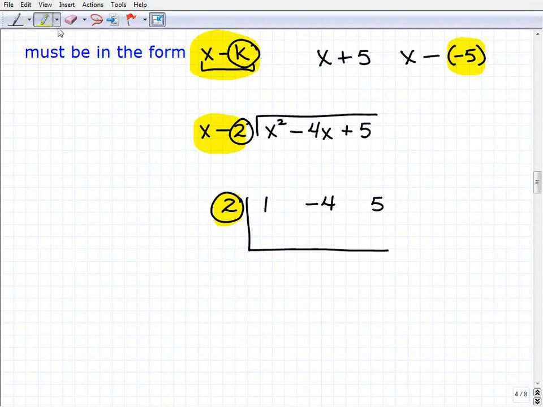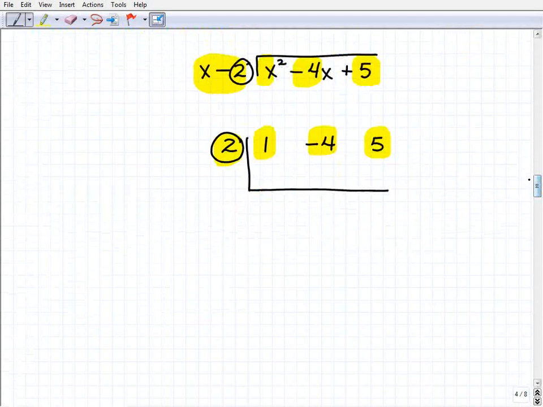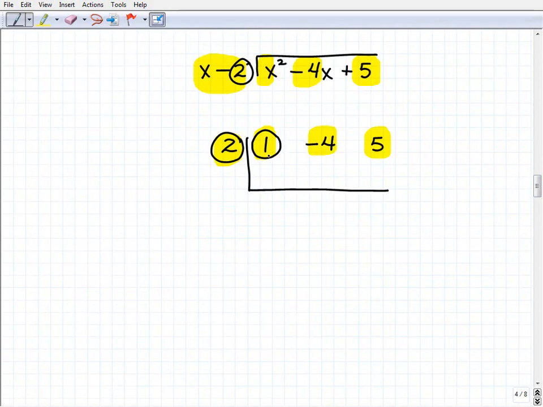And then right here I have 1, negative 4, and 5. Those are the coefficients of this polynomial here. So 1x squared, so I have 1, minus 4x, this minus 4 is here. Then I have a positive 5, and I write that right there. Okay, so here is the procedure. First thing you do is drop down this number right here, 1. The very first coefficient, you drop it down underneath this backwards L.